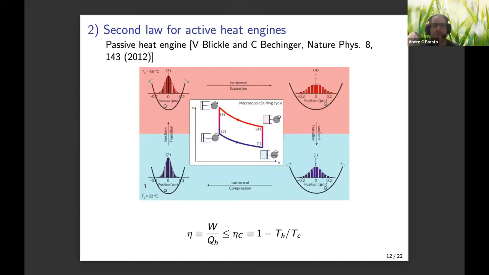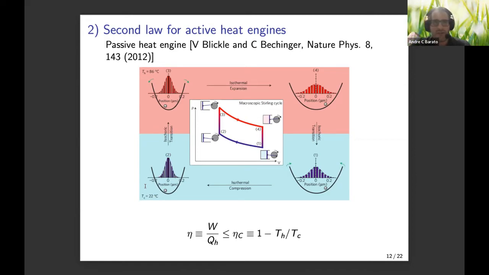Let me now start with active heat engines. Heat engines are kind of the reason thermodynamics started, and we in stochastic thermodynamics got interested in heat engines. Now, when I say heat engine here, I mean a cyclic thing, okay? I mean a periodically driven system. So I'm not talking about steady state heat engines in this talk.